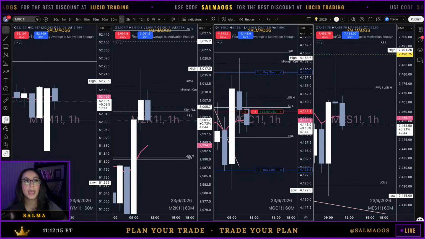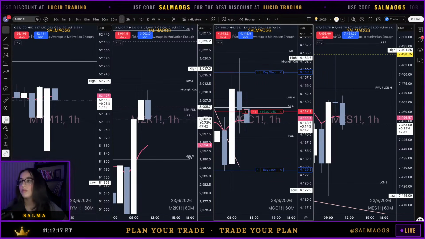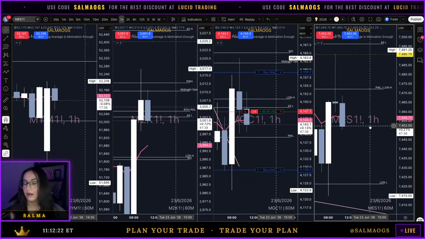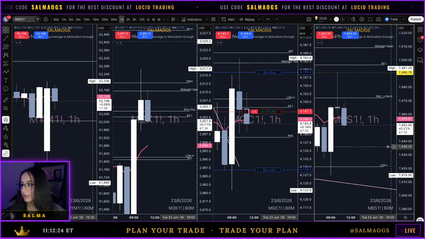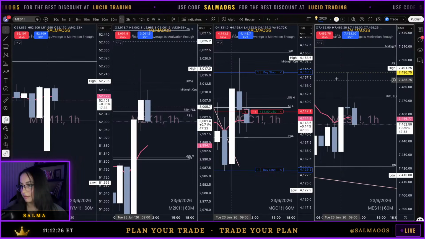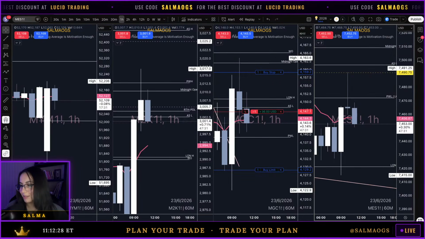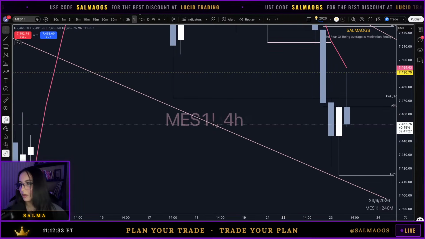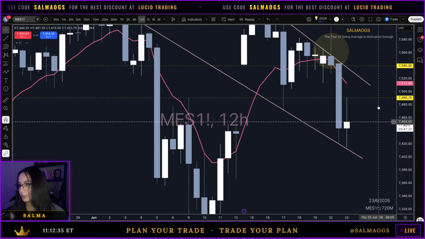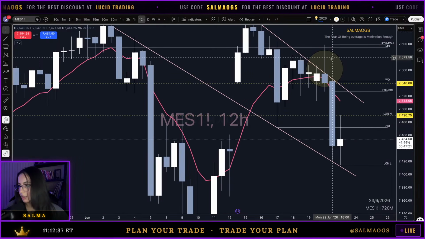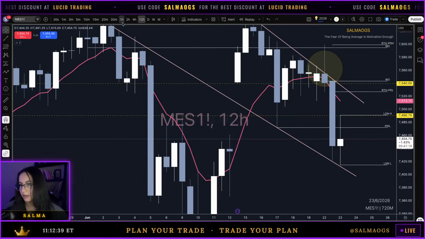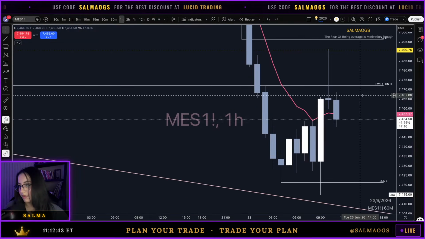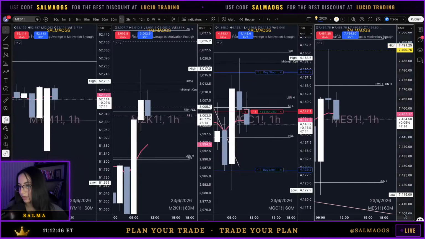Seeing tape pick up again. This has to be the best setup I've seen on ES in a long time. This hourly candle. Well, I shouldn't say in a long time because I saw the 4-hour setup this morning. Not 4-hour, what the hell am I saying? I'm mixing up GC and ES. The 12-hour setup on ES and the 4-hour setup on GC. But yes, this is very, very beautiful. Exactly what I want to see.